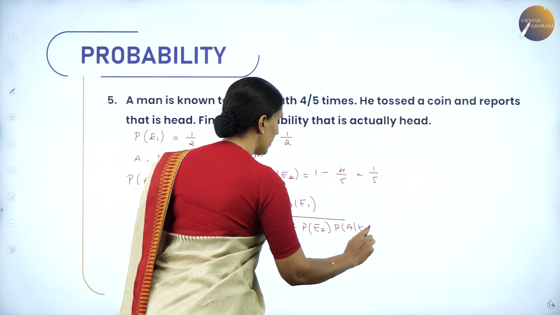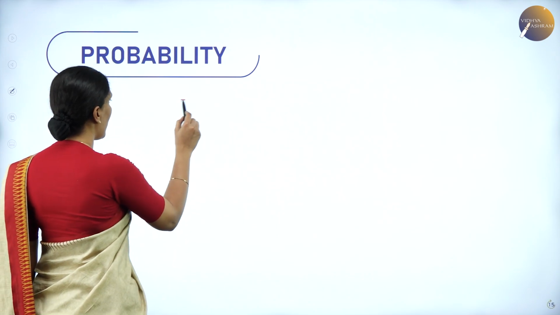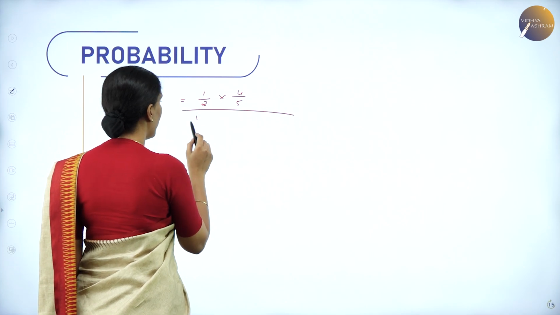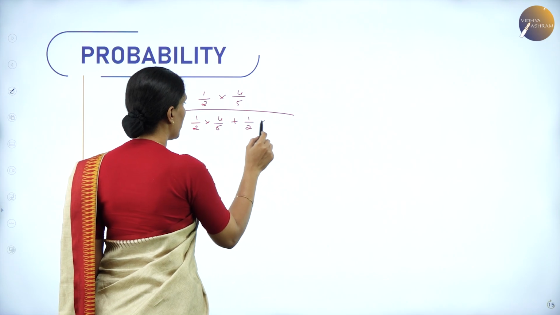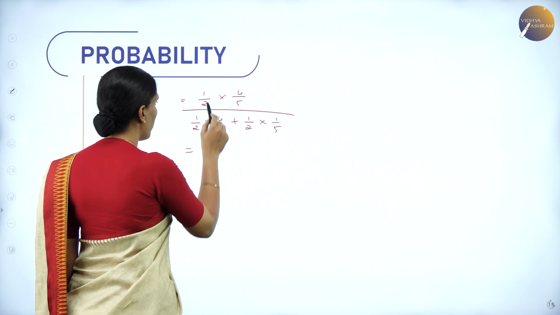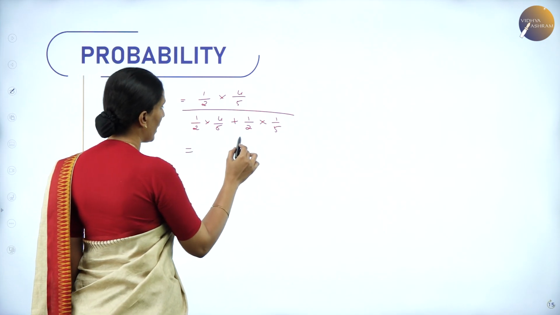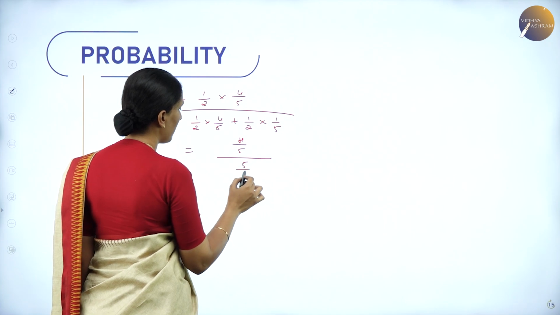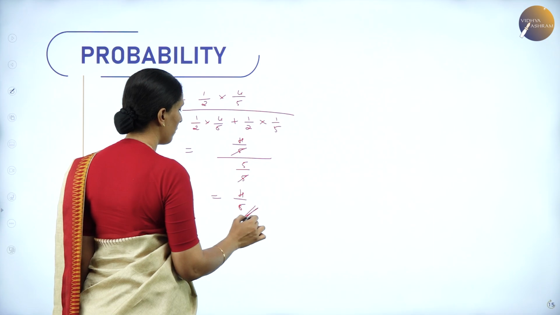Now substituting all the values here, we have 1 by 2 into 4 by 5 whole divided by 1 by 2 into 4 by 5 plus 1 by 2 into 1 by 5. So removing 1 by 2 from both numerator and denominator, we are left with 4 by 5 whole divided by 5 by 5. So the value is equal to 4 by 5.